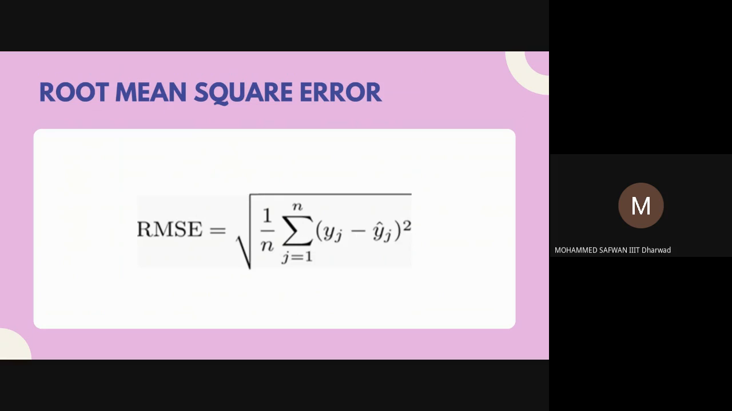This metric is introduced to bring errors on the same scale as that of the targeted values. Also, RMSE is the square root of the average of squared errors. The effect of each error on RMSE is proportional to the size of the squared error. Thus, larger errors have a disproportionately large effect on RMSE. Next slide.